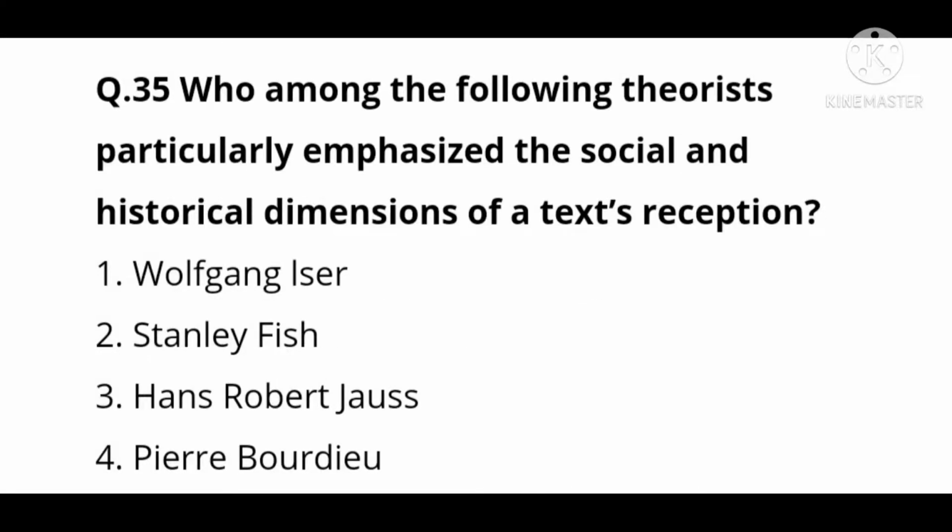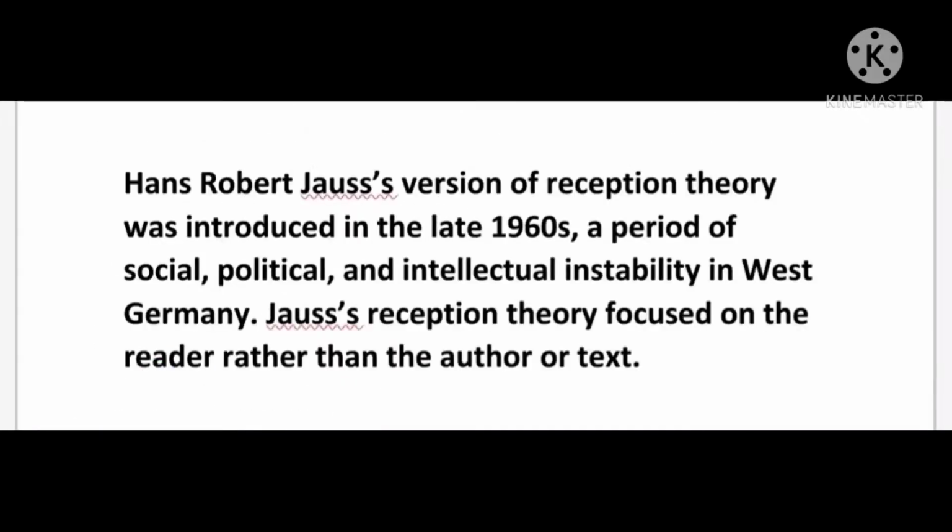The next question is, who among the following theorists particularly emphasizes the social and historical dimensions of a text's reception? Which one will be the correct answer? Here the right answer is Hans Robert Jauss. Jauss's version of reception theory was introduced in the late 1960s, and in this theory Jauss focused on the reader rather than the author or text.